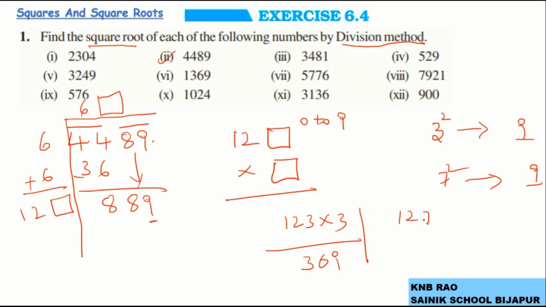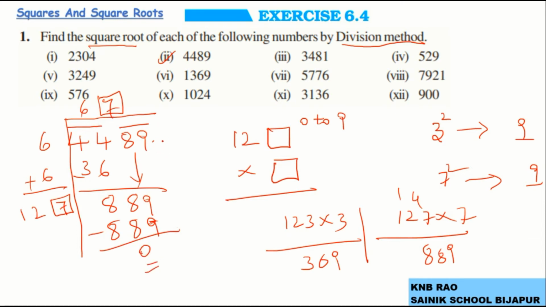Now if it is 127, 7 sevens are 49, 4 carry, 7 2s are 14 plus 4 is 18, 1 carry, 7 1s are 7 plus 1 is 8. So it's exactly equal to 889. So the appropriate digit is 7. So 127 times 7 is 889. Subtracting that gives us 0 remainder, and no pairs are left over. So we stop. Therefore the square root of 4489 is 67. This is how we do the long division method.